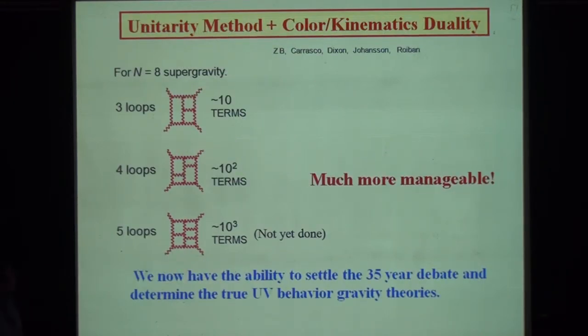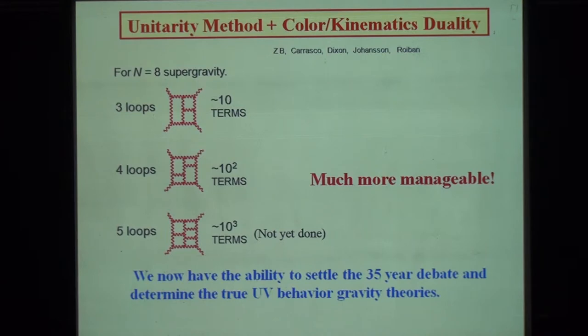Okay. Modern methods. This is the advance. 3 loops today is child's play. It's a very small number of terms. If you want to do N=8 supergravity at 4 loops, very simple as well. 5 loops, well, it's not 10 to the 31, but it's been resisting us. It's on the order of this many terms per diagram. There are about 1,000 diagrams, 1 million terms. It gets a little complicated.